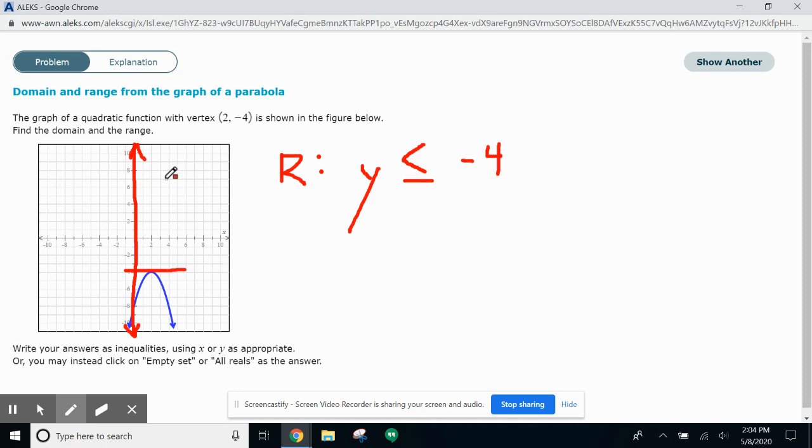Greater than would be above that. Our blue graph isn't above that, but it is below that. So we want less than or equal to -4.